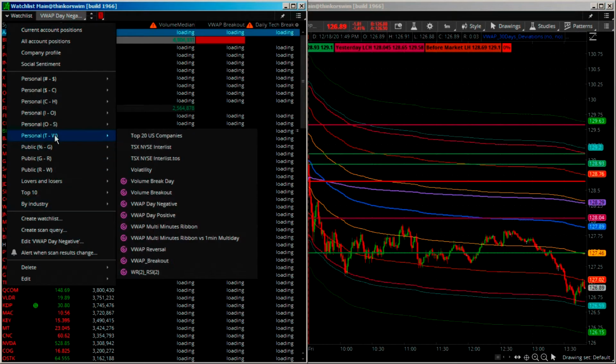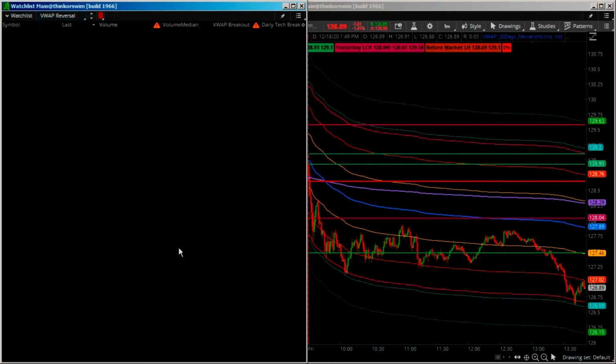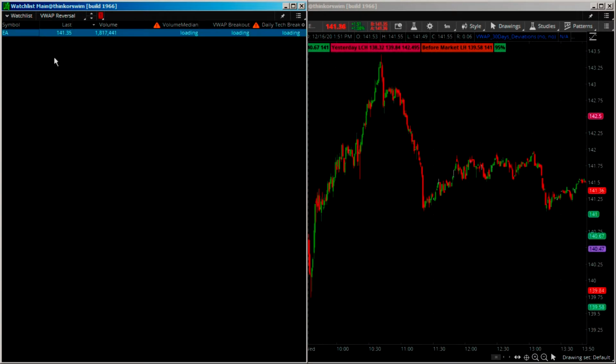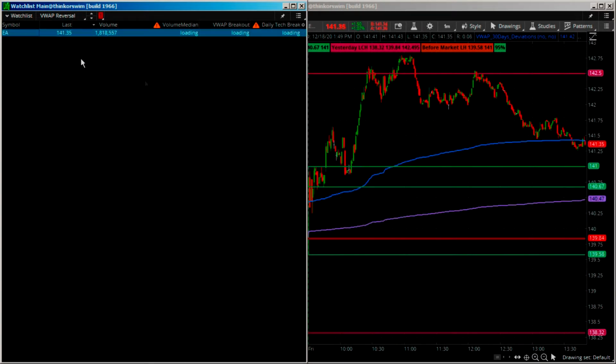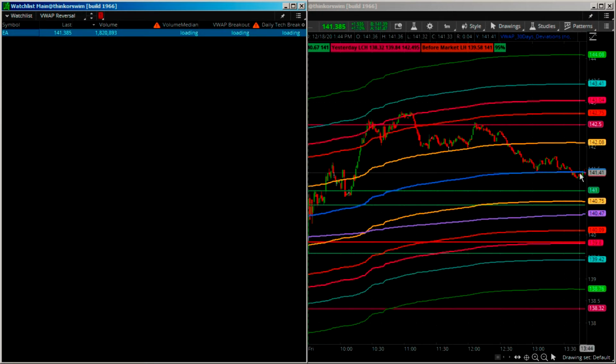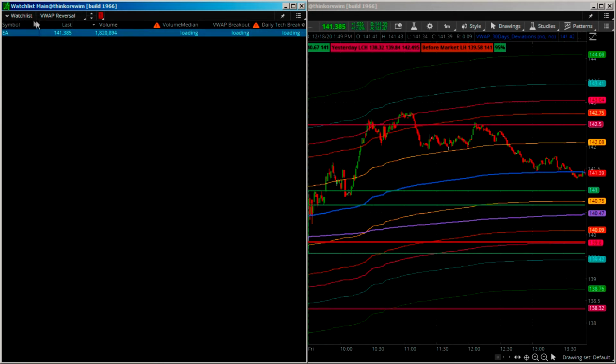Then you have VWAP reversals, which is a combination of positive and negative, but set at 20% instead of ±5%, which gives you a smaller list that refreshes more often. As you can see over here, EA, we've been above VWAP for 95% of the day, and we just tagged the VWAP. So that is why we had it on the VWAP reversal.